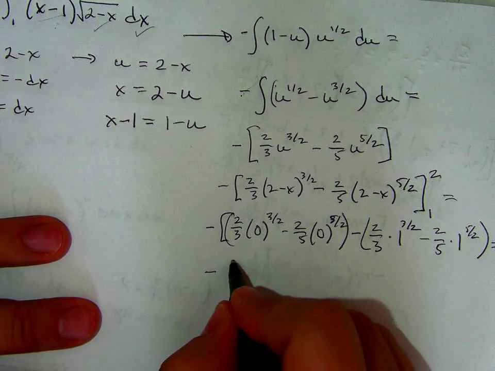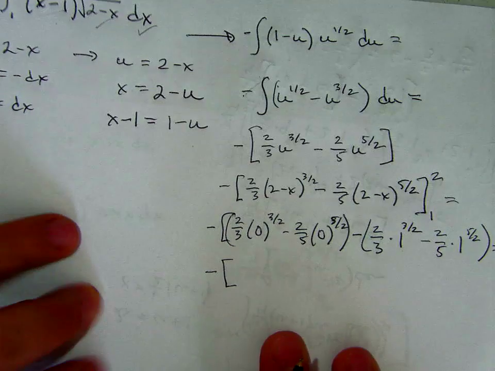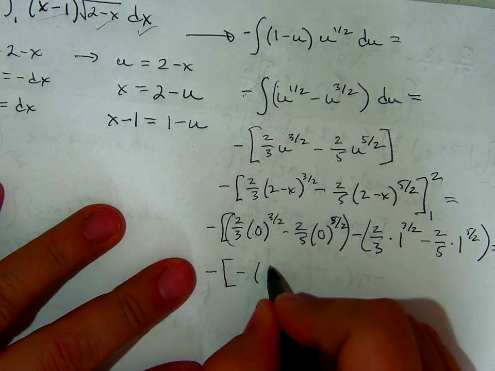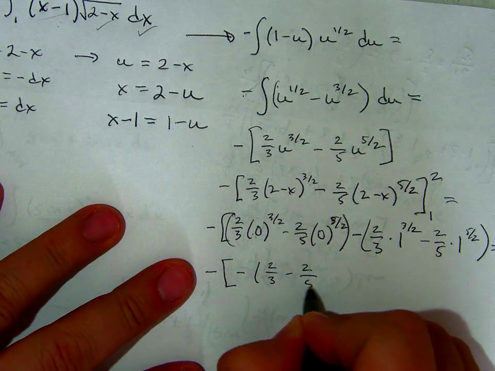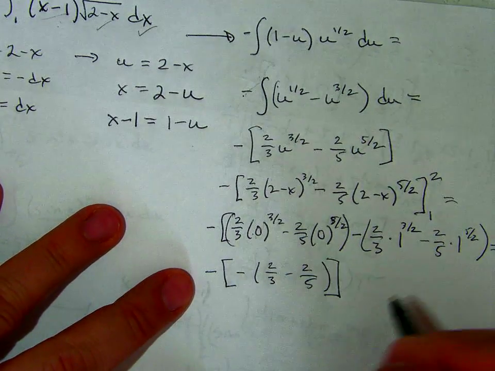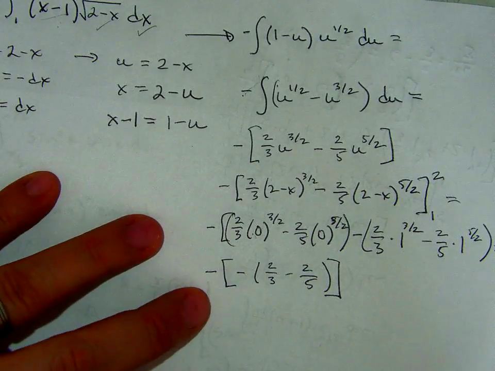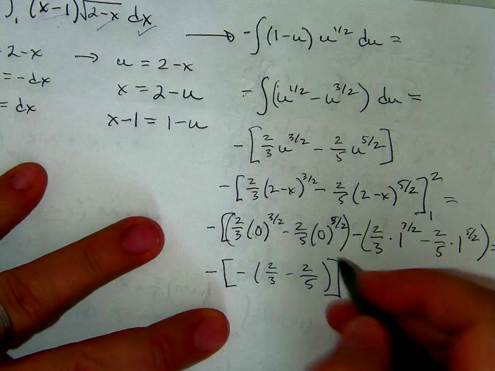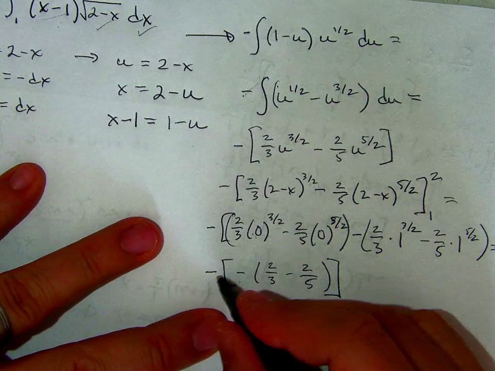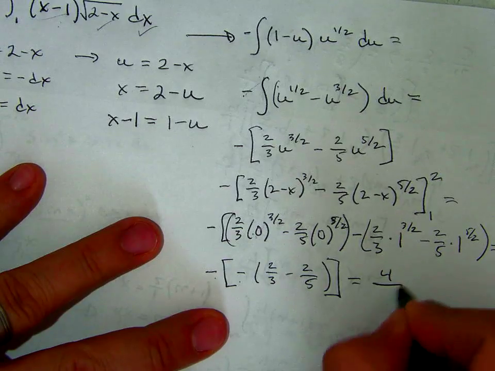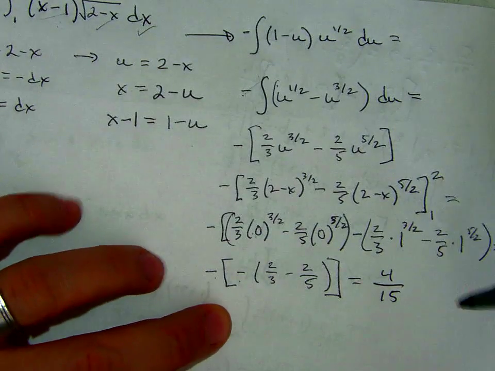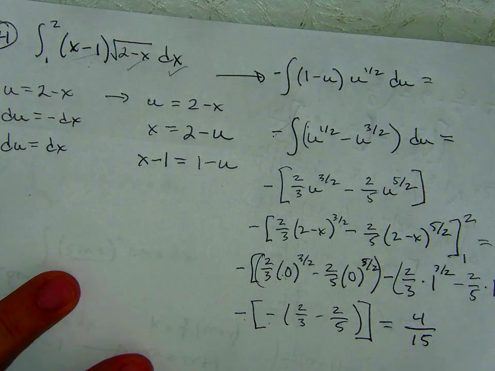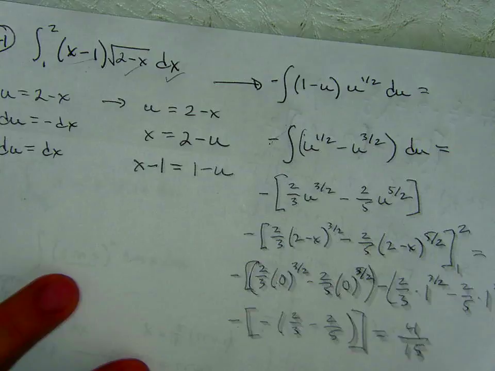So what does that mean? I got negative, well, this is all 0, and then this is just minus 2/3 minus 2/5. And, geez, what is that? 10/15 minus 6/15, so that's 4/15. Negative 4/15, negative, negative, so I get positive 4/15. Hopefully that's the right answer too. But the main part I feel pretty confident about, and that's the u-substitution stuff. So there you go. And that is number 14.